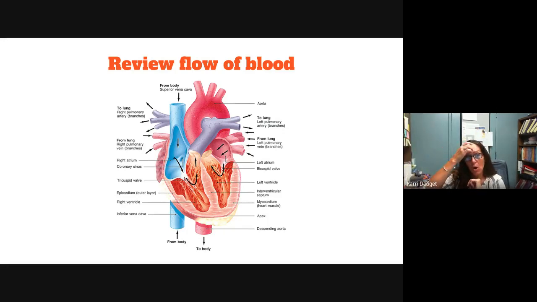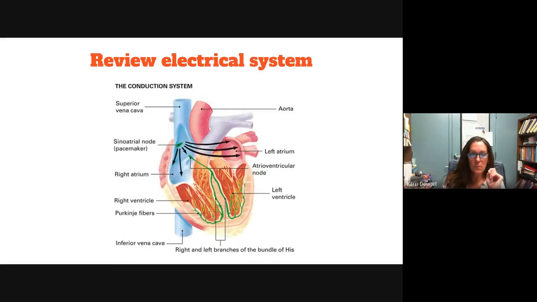Remember your pulmonary artery. Arteries carry blood away from the heart. The pulmonary artery is the only artery in the body that carries deoxygenated blood. It goes to the lungs, comes back to the pulmonary vein. Veins carry blood back to the heart. The pulmonary vein is the only vein in the body that carries oxygenated blood. Goes to the left atrium, bicuspid valve, left ventricle, out the aortic valve to the aorta, out the body. You need to be able to trace that.